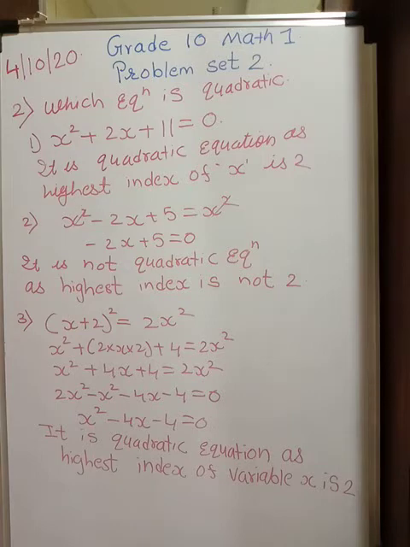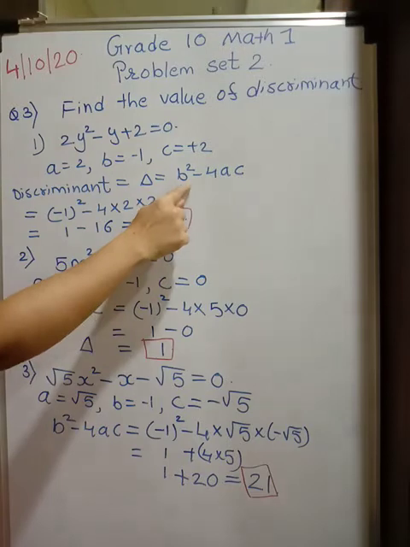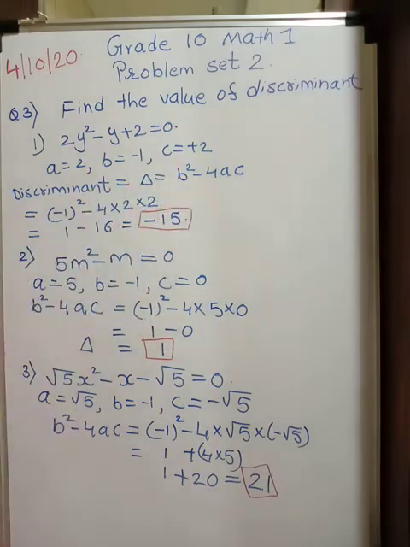Now let's go for the third question, students. Find the value of discriminant. Students, discriminant means what? B square minus 4ac. So everywhere we have to find the value of b square minus 4ac. That is the value of discriminant.